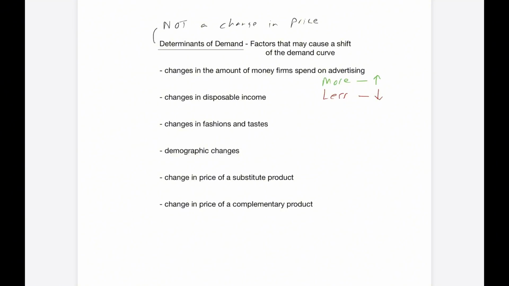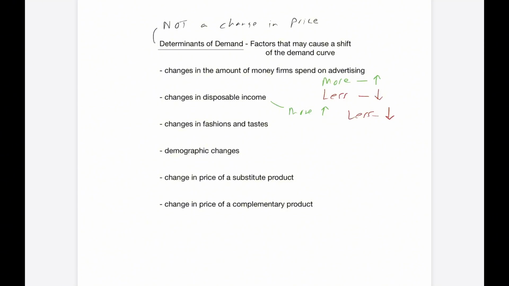Changes in disposable income. If households have more disposable income, then they've got more money at their disposal. So therefore, they're going to be more willing and able to buy products. So again, if they have more disposable income, then the demand will increase. But if they have less disposable income, then the demand will fall. They're going to be less willing and able to buy products if they have less disposable income.